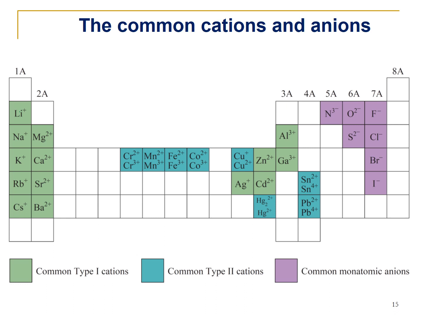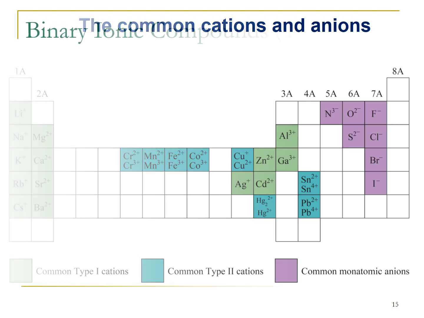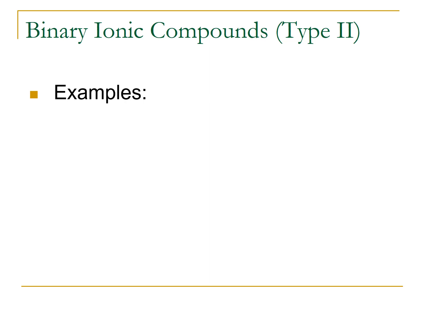Group 1 and 2 should be the easiest for you because they always keep the charge. Aluminum, gallium, zinc, silver, cadmium, these are also the good ones. And these are the monoatomic. Let's see how we name them, right?